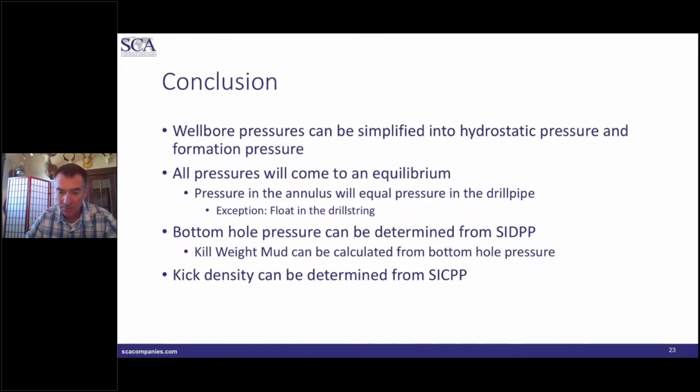So in conclusion, it's just a pretty simple introduction to pressures and how they can be simplified into just hydrostatic pressure, formation pressure, and surface pressures in a static kick situation. All these pressures are going to come into equilibrium eventually, and it will stop kicking. We will be able to read surface pressures. Bottom hole pressure we can determine using our shut-in drill pipe, and then we can get kick density from our shut-in casing pressure, and from that we will know what type of kick we took.